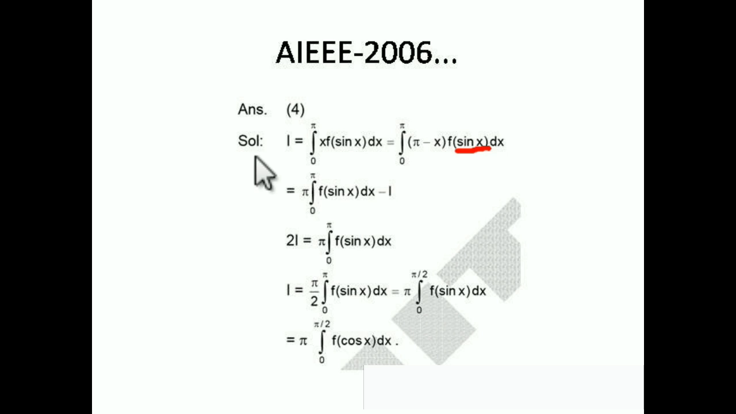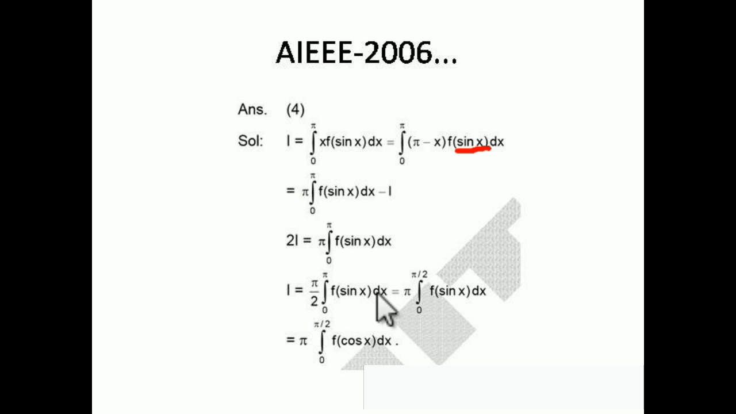So this I goes here, so it becomes 2I. 2I is equal to pi times integral 0 to pi of f of sin x dx. Now I is equal to pi by 2 times integral 0 to pi of f of sin x dx. Now we can apply that rule one more time. So just apply this one more time.